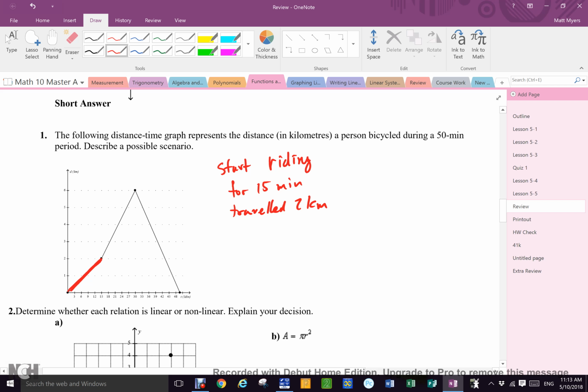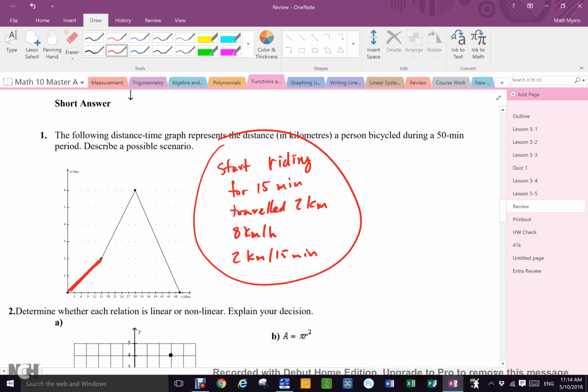What would get you the 4 out of 4 to show me you understand everything about this segment? 8 kilometers per hour. Right? Because if it's 2 km per 15 minutes, how many 15 minutes are in an hour? There's 4 of them. So this also must multiply by 4 to get 8 km/h. This would get you the 4 out of 4 on that section. Does everybody understand? Right? Okay.